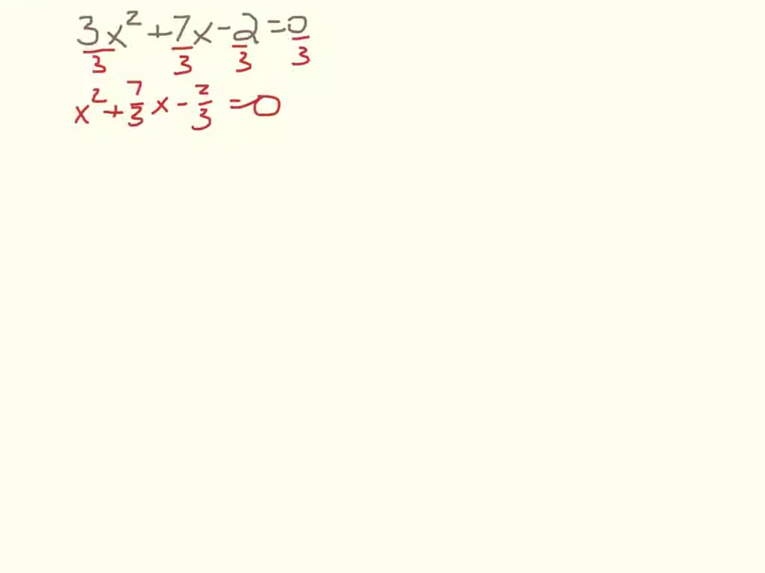Okay, now we're just going to go through the steps. Nothing's going to be any different now. We're going to add the 2/3 to both sides. We have x squared plus 7 over 3x plus our blank equals 2/3.